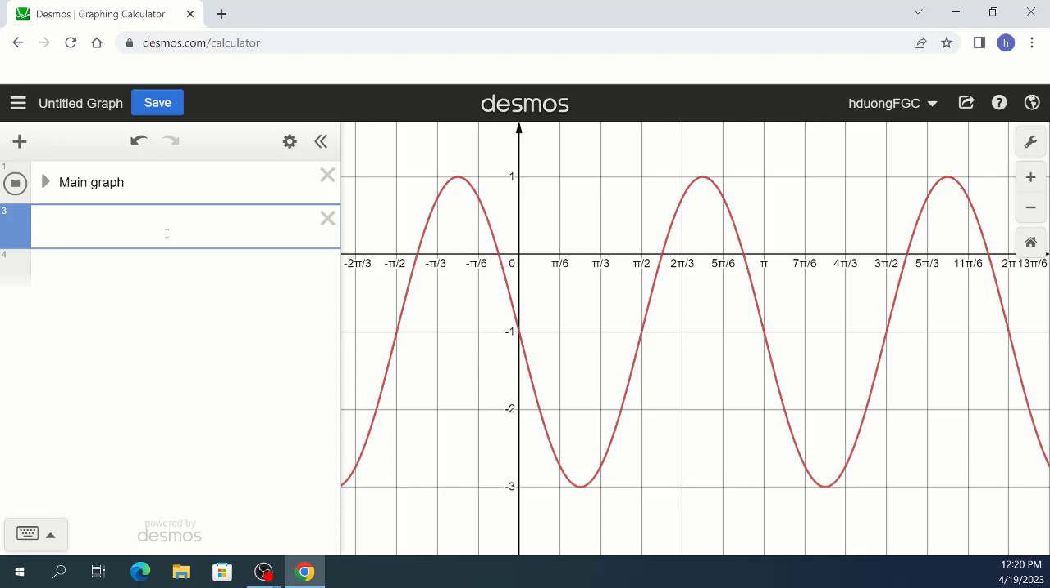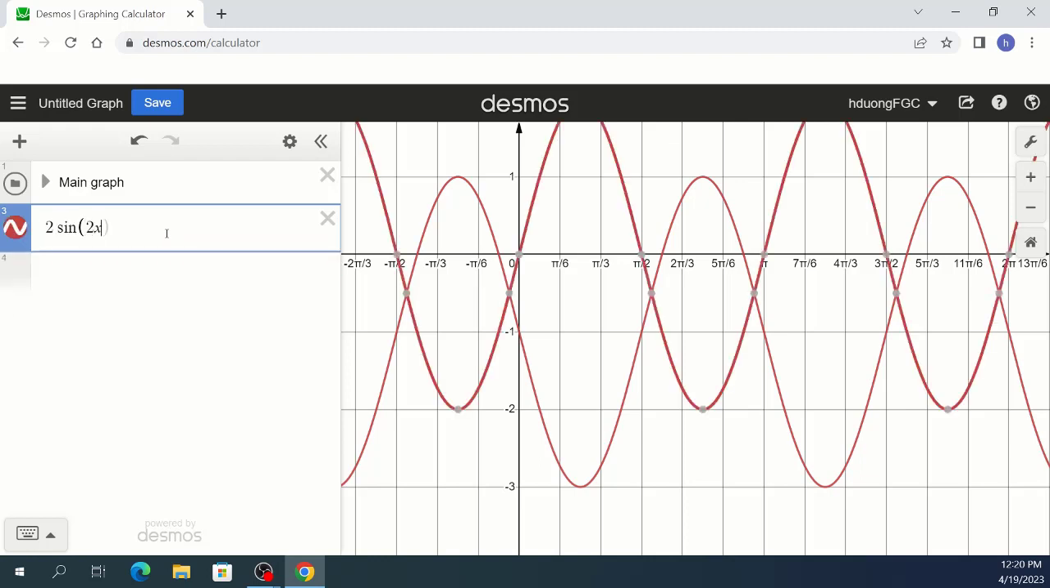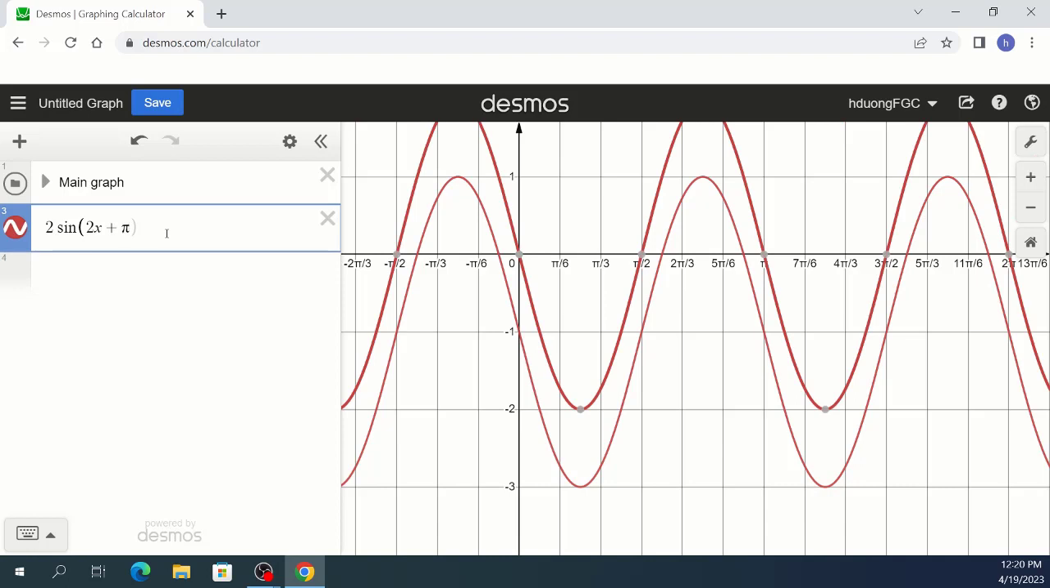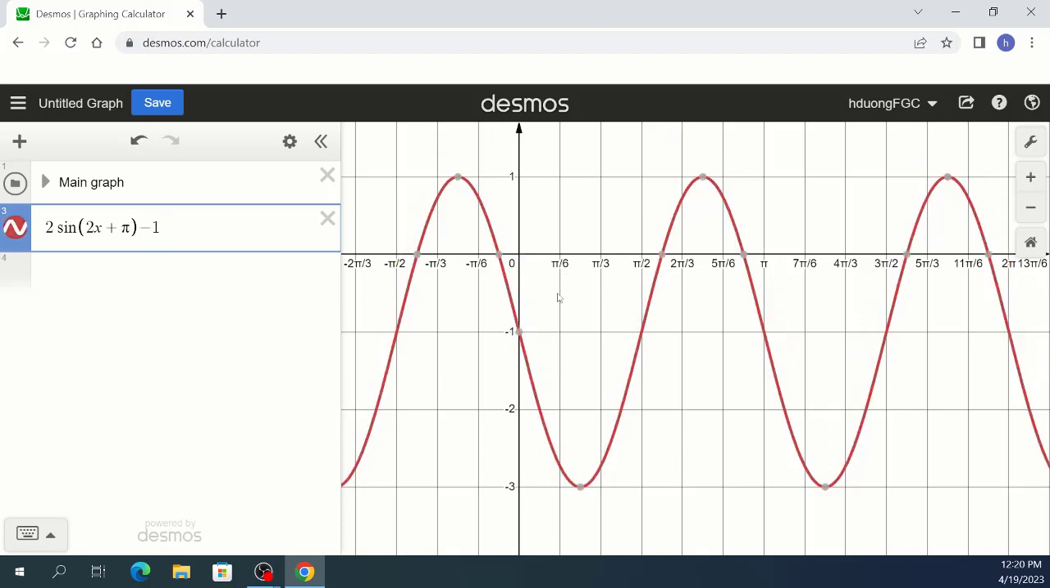So we have 2 times sine of 2x plus pi. You follow? Without the minus 1, it's already pretty much the same shape, that new red curve that popped out, but it has a different center line. So all we do is minus 1. See how it matches up right there? The two graphs match, so we know we've come up with the correct function. That's one way of doing that.